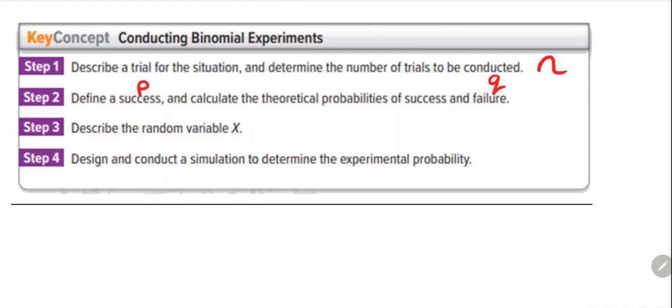So describe the random variable. This is going to be the outcome of the trial for X. And then design and conduct a simulation to determine the experimental probability.